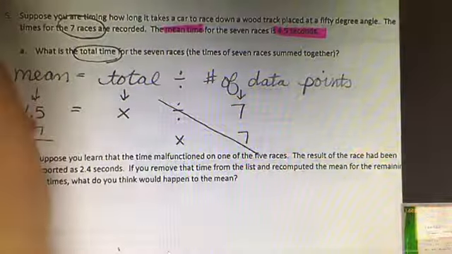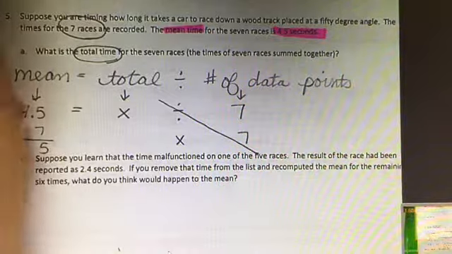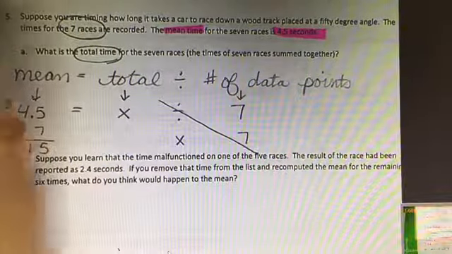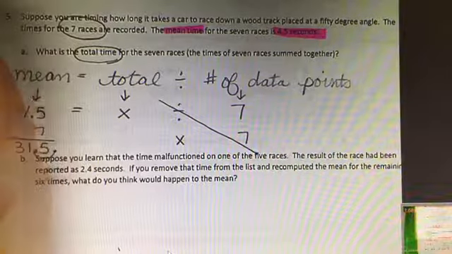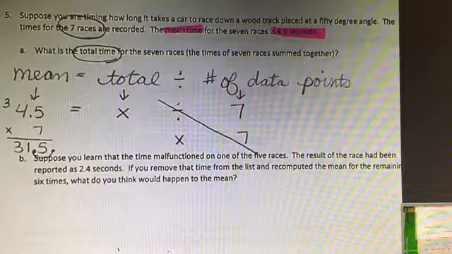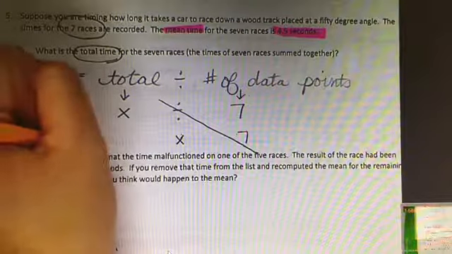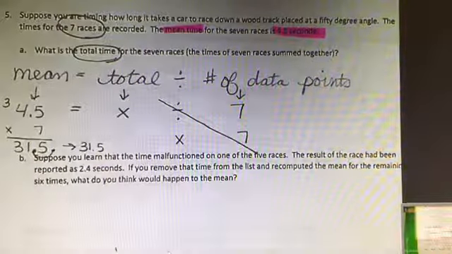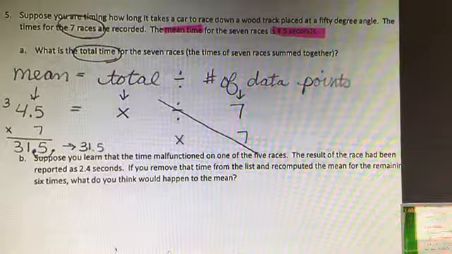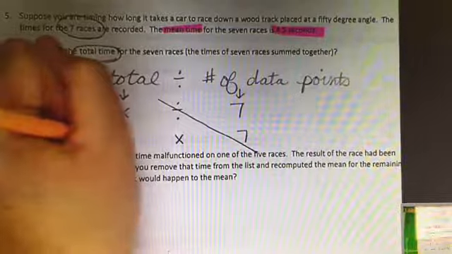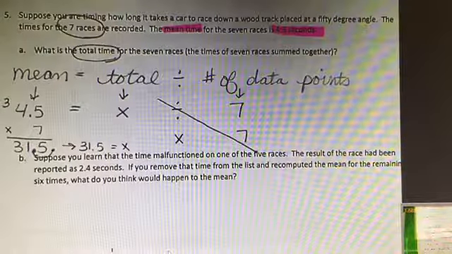Okay, so 7 times 5 is 35. 7 times 4 is 28. 29, 30, 31. We've got one number behind the decimal, so we want to move it 1 to the left. So this is really 31 5/10. So x equals 31 5/10. So what's the answer to our question?